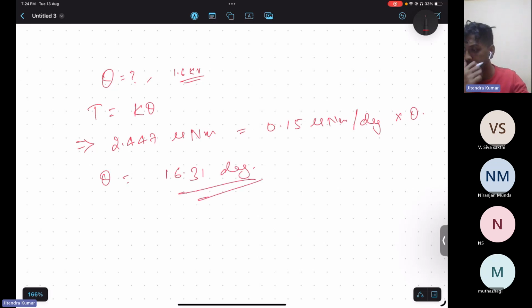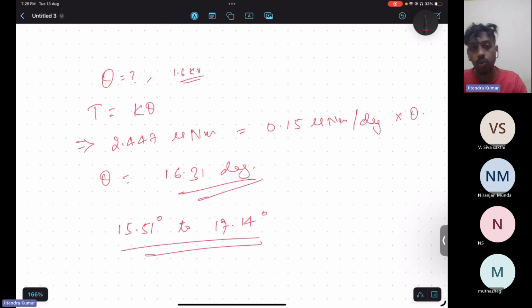I hope it was a pretty simple problem. Yeah, and the range is also 15.51 to 17.14 degrees. Okay, so I hope you are getting the answer for this part as well.